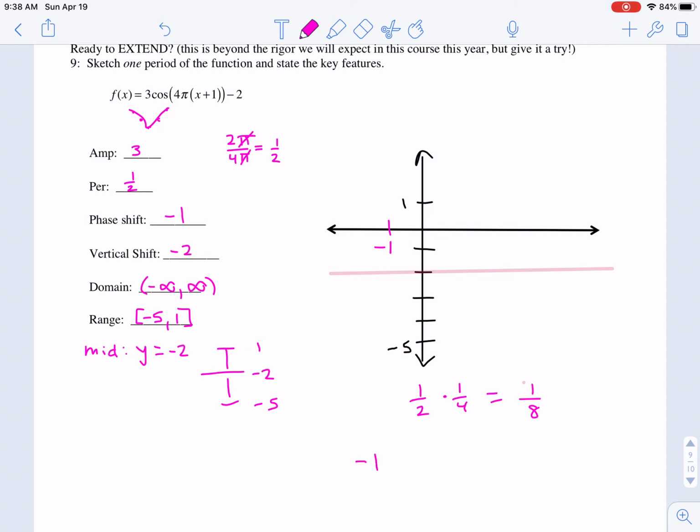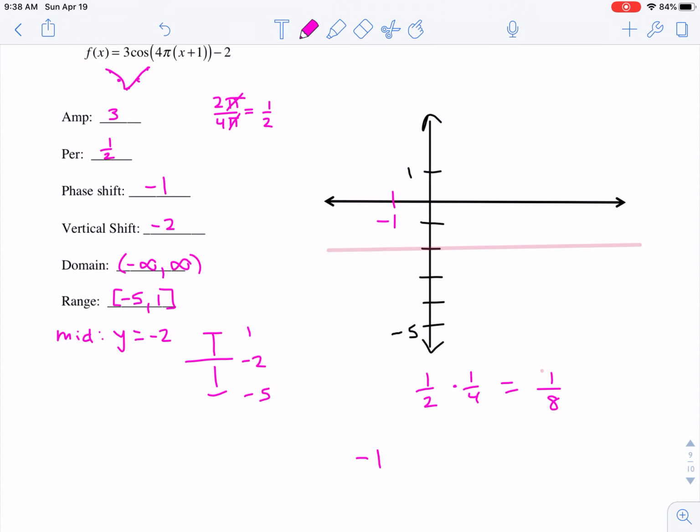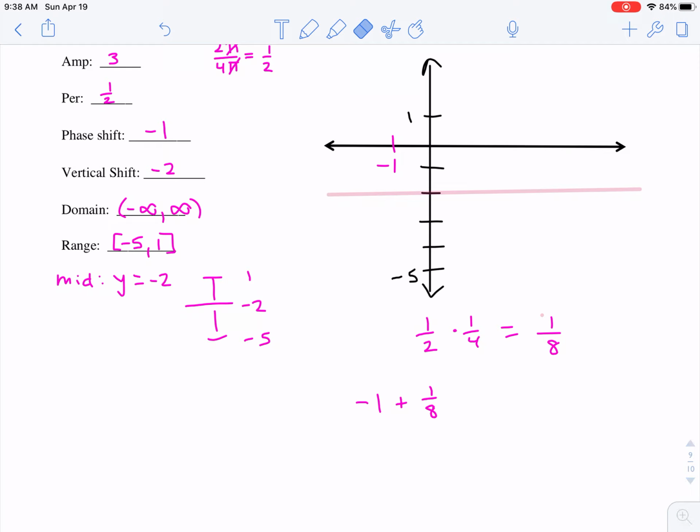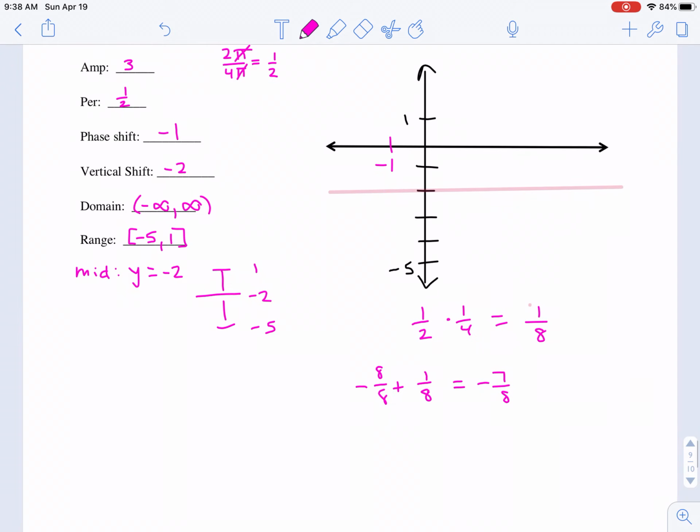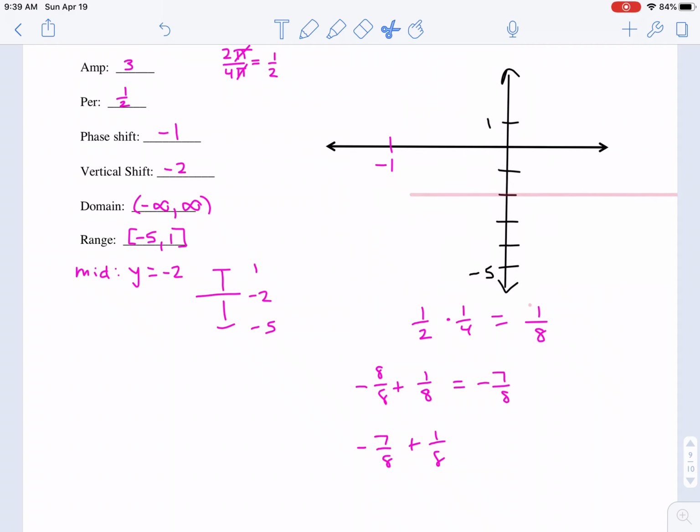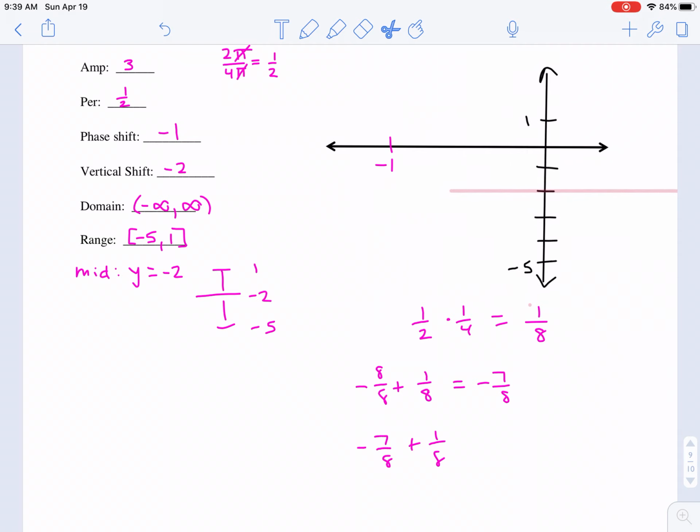So if I start at -1 and I add 1/8 to -1, whoops, I wrote 1/2. There we go. And I add 1/8. So that means I could rewrite -1 as -8/8. I would get -7/8. And then if I take -7/8 and I add 1/8, you know what I'm noticing right now is that I didn't really put my y-axis in the right place because I didn't give myself nearly enough space since the interval is so small. So I'm going to move this far over here just to give myself some more space.